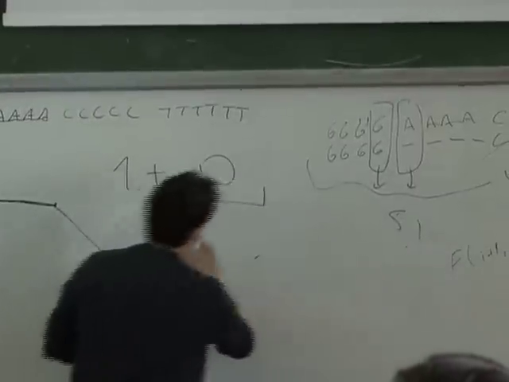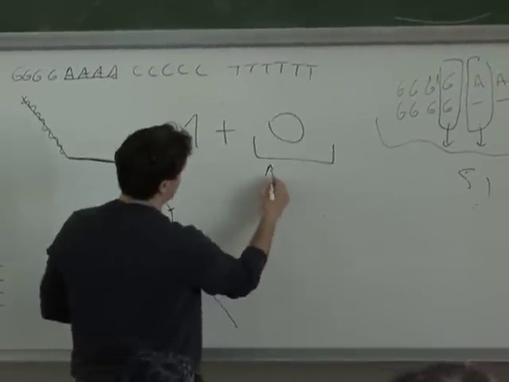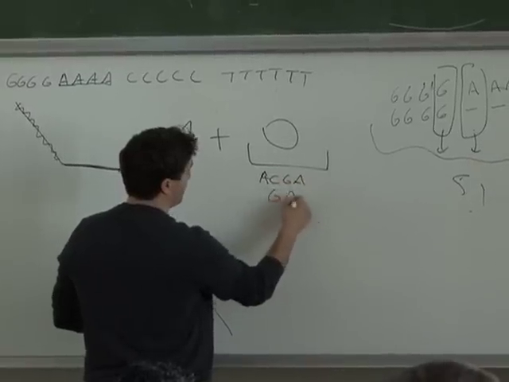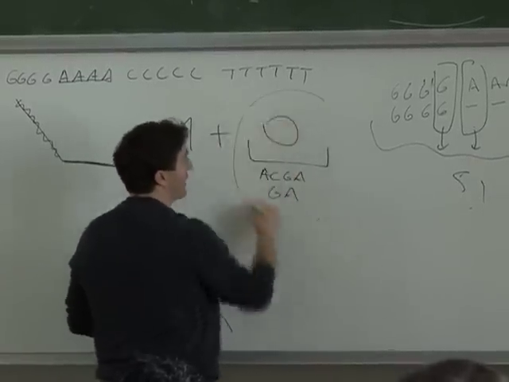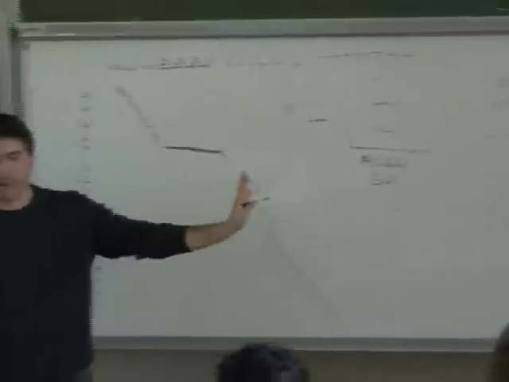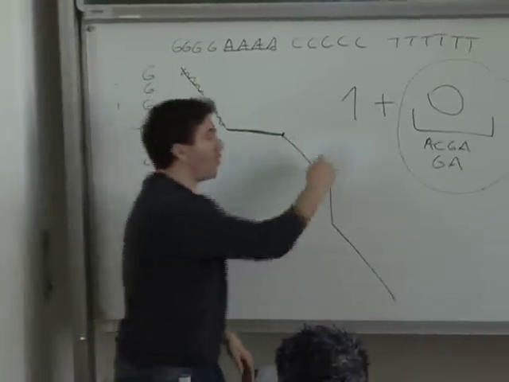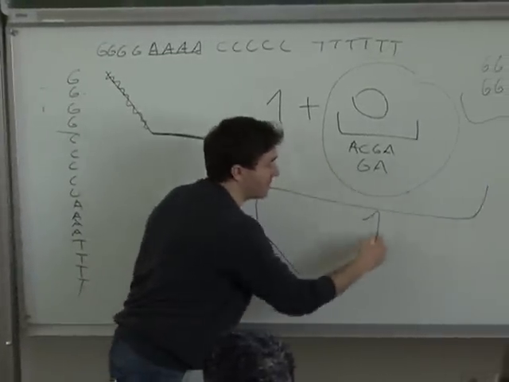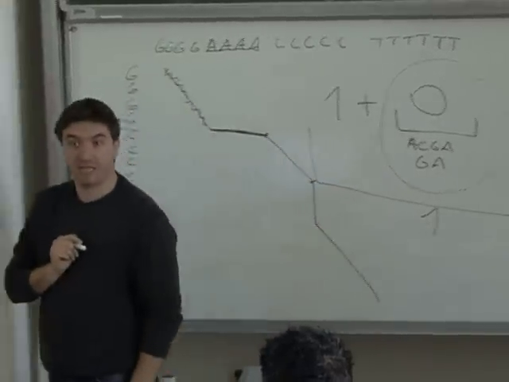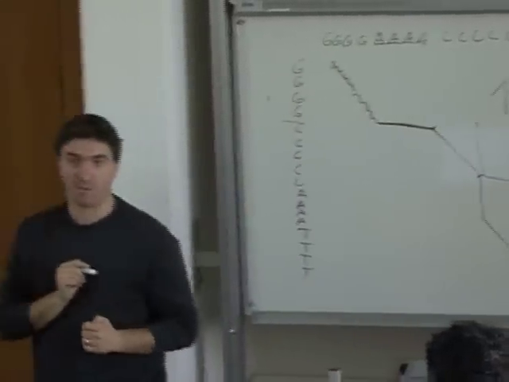This 0 is the score of aligning ACGA with GA. And if we know this right part, which is 0, the overall value of the alignment would be 1. Everybody agrees with that? This comes from the additive property.